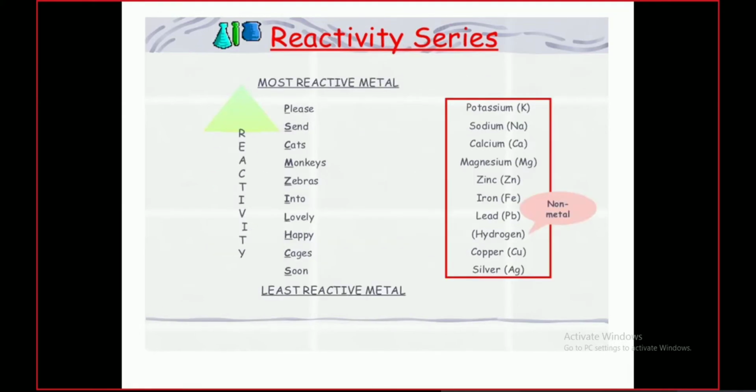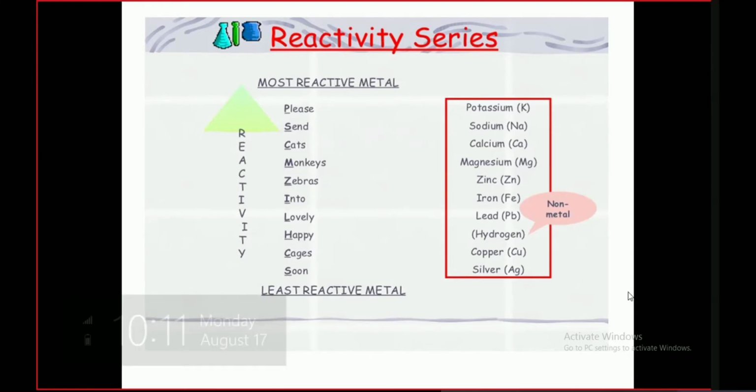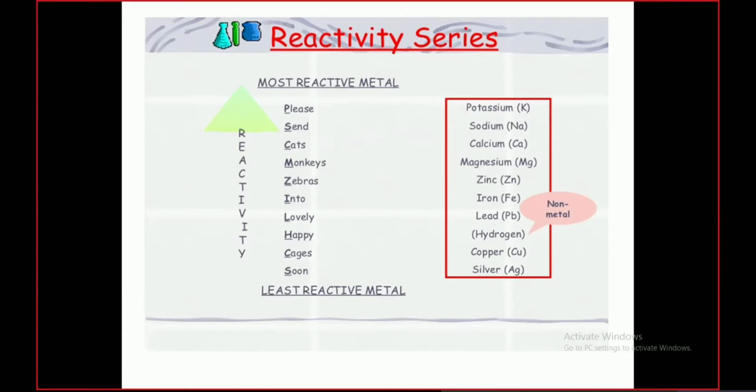Okay, the reactivity series is in front of you. The easiest way to memorize the reactivity series is to memorize this sentence: please send cats, monkeys, zebras into lovely, happy cages soon. If you memorize this sentence, it will be easy to remember the series. P stands for potassium, S for sodium, C for calcium, M for magnesium, Z for zinc, I for iron, L for lead, H for hydrogen, C for copper, S for silver.